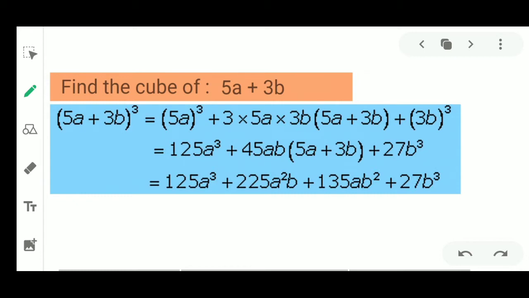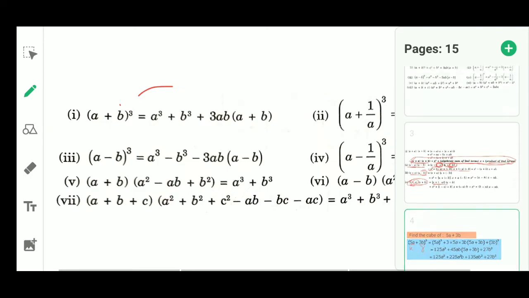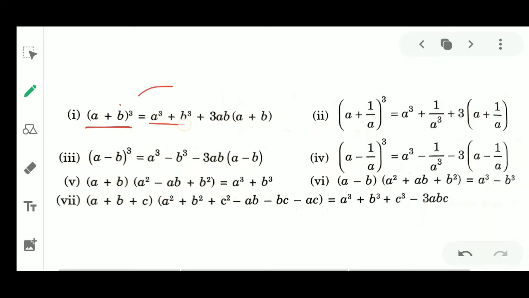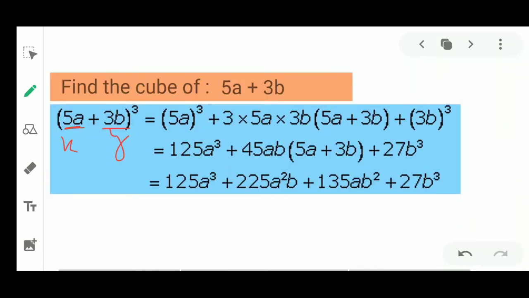So here's the first example. Find the cube of 5a + 3b. If you consider 5a as x and 3b as y, this will be in the form of (x + y)³. The formula of (x + y)³ is, as (a + b)³ = a³ + b³ + 3ab(a + b). So here (x + y)³ will be x³ + y³ + 3xy(x + y).